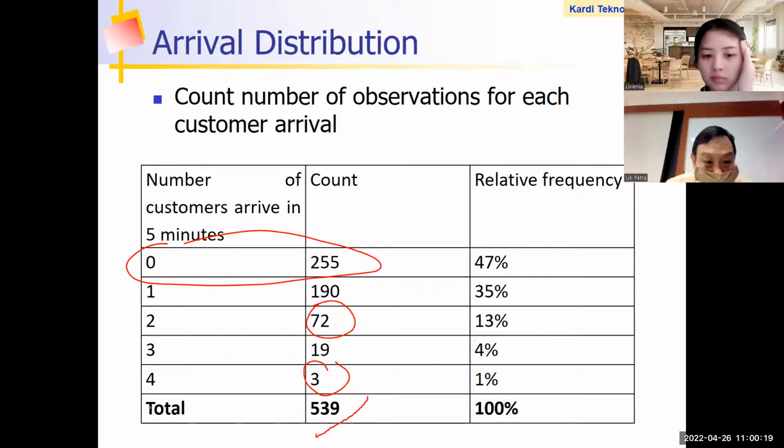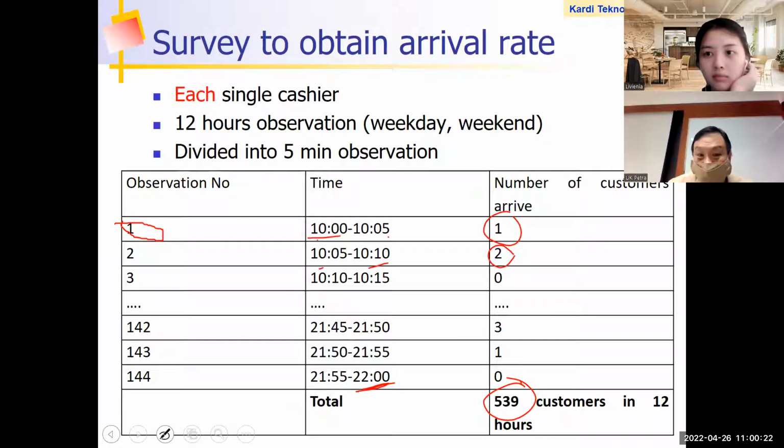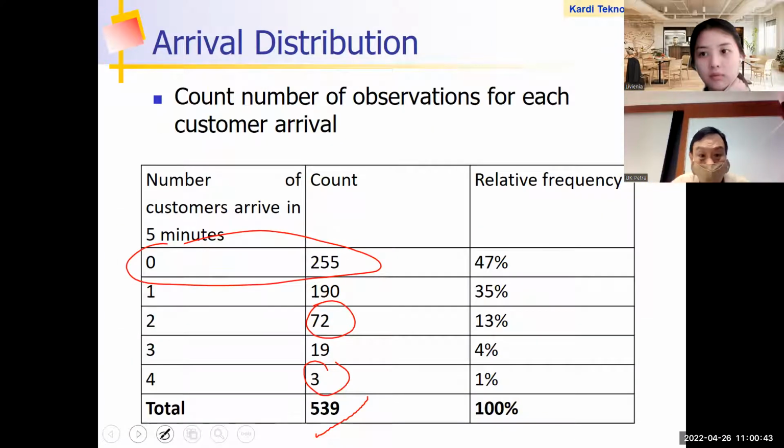Can you see that it comes from the earlier? Can you get it or not? So from your survey form, you need to count how many customers arrive. Say 1, 2, 3, 0. The majority of these are 0. Then you count how many. Can you get it? The total is still the same, 539. So that's the total number of customers.